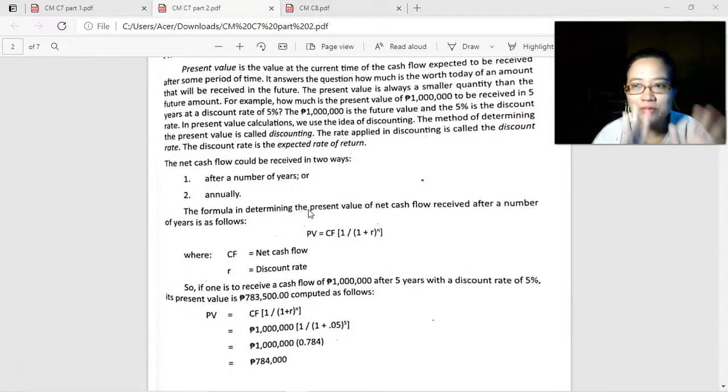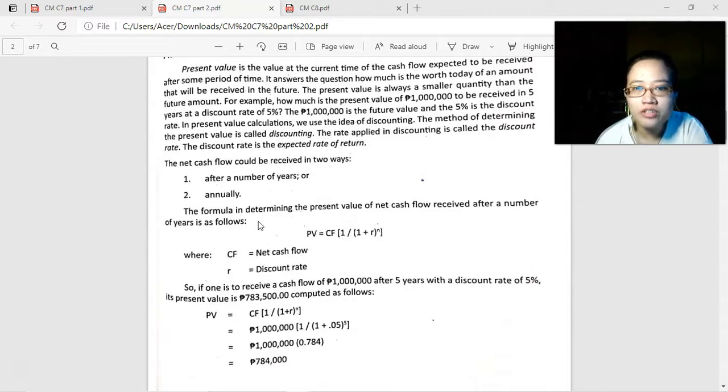Kapag kasi nag-start ka sa present value, multiply mo siya dun sa rate of return, makukuha mo yung future value. Pero kapag ang given ay future value, gamitan mo siya ng discounting rate, or yung rate of return din, para makuha mo yung present value. So the net cash flow could be received in two ways: pwedeng after a number of years, or let's say after 5 years, or after 10 years, or pwede namang annually. Every year may matatanggap na pera, okay, or cash flow.